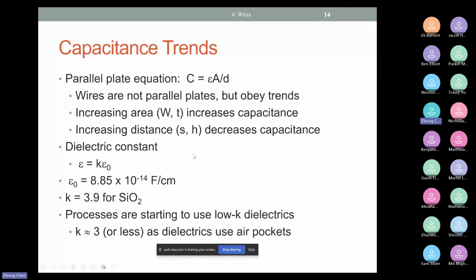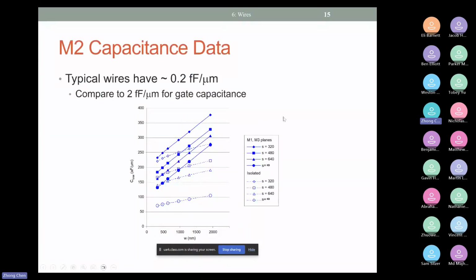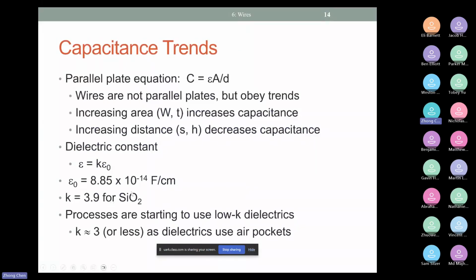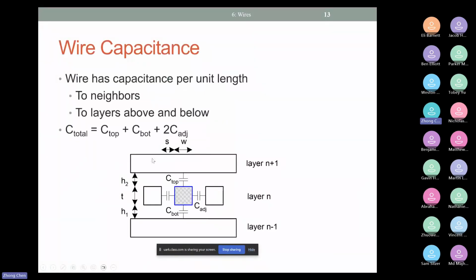The distance between the metal and metals is defined by the minimum design rule, which defines the metal distance. So that will give you the distance. Here are some values: typically the wire has 0.2 femtofarad per micron, the total wire capacitance if you lump everything together. Remember, you have this total capacitance value, C top, C bottom plus 2 C adjacent. This total capacitance is in the range of 0.2 femtofarad per micron, all right?